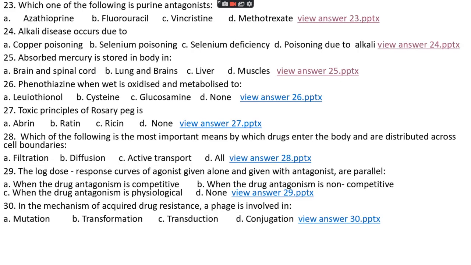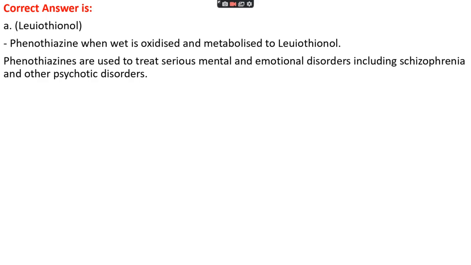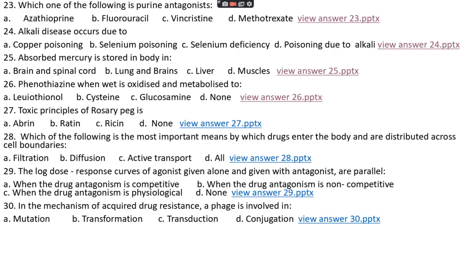Question number 26. Phenothiazine, when oxidized and metabolized, gives: option A, leothionol; option B, cysteine; option C, glucosamine; option D, none. The right answer is option A, that is leothionol. Phenothiazines are drugs used to treat serious mental and emotional disorders including schizophrenia and other psychotic disorders.